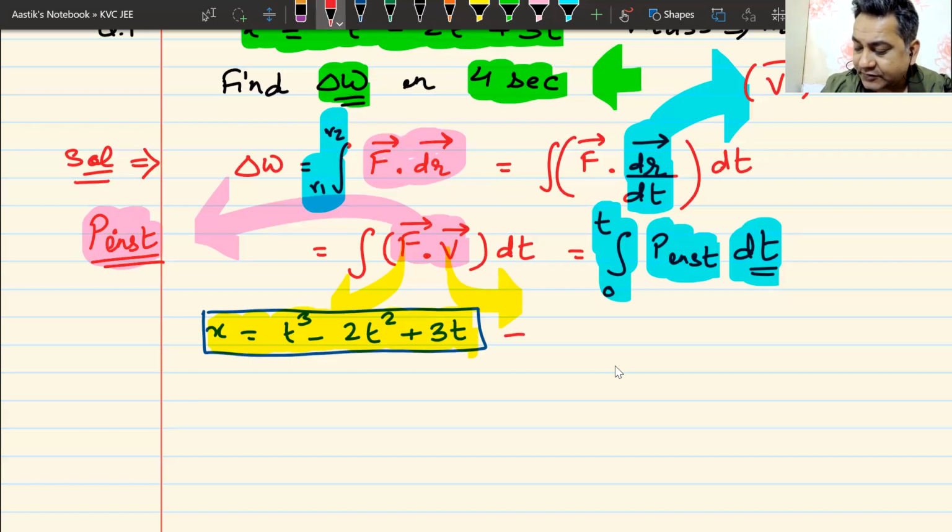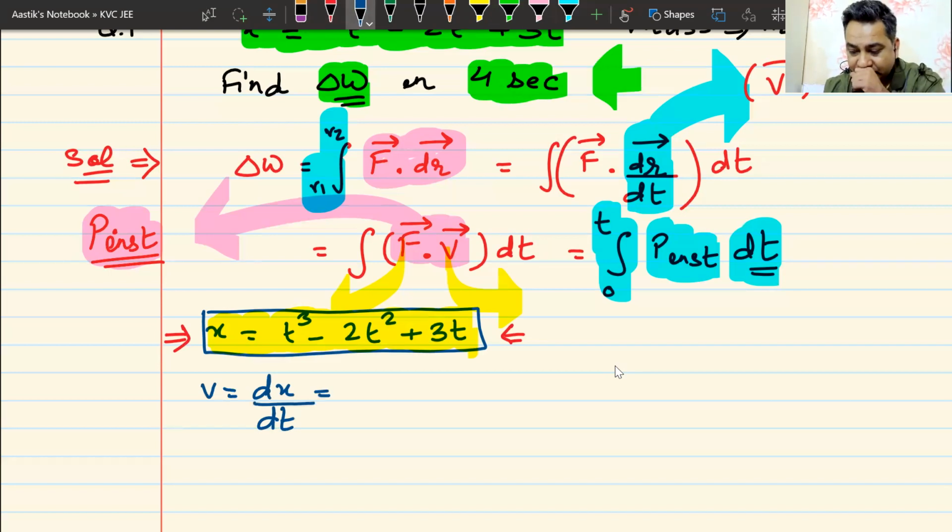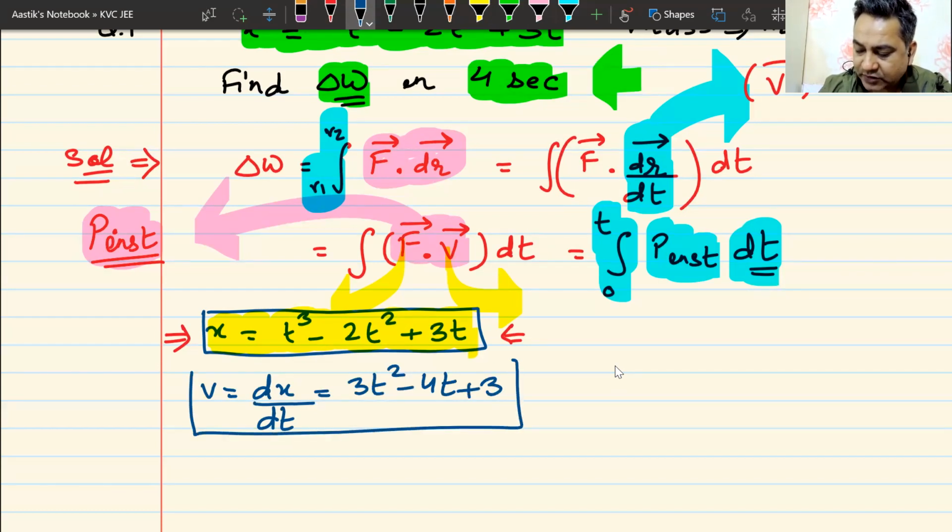I will differentiate this equation with time once. I will get velocity. So what is the velocity? Velocity is dx by dt. I differentiate it and I get the value of velocity. What is the derivative? 3t square minus 4t plus 3. That becomes the velocity of the particle.